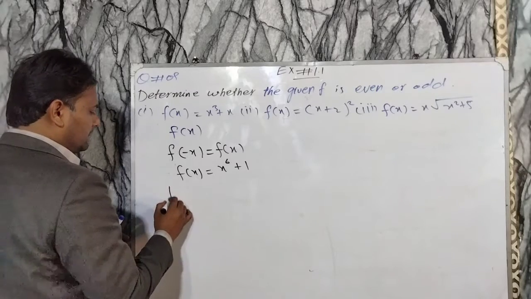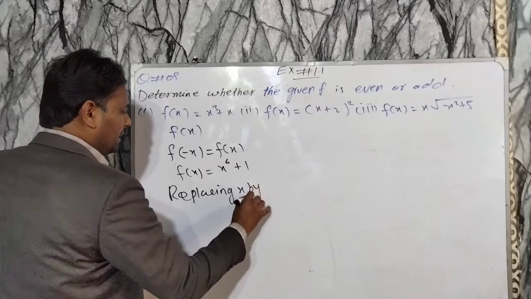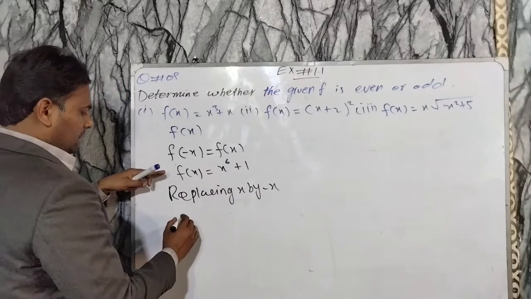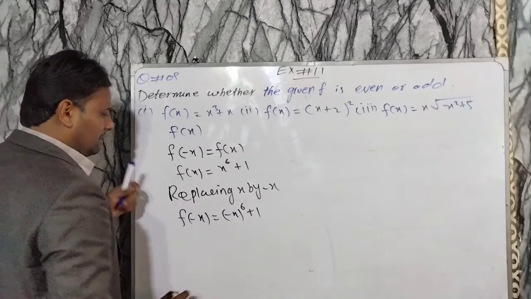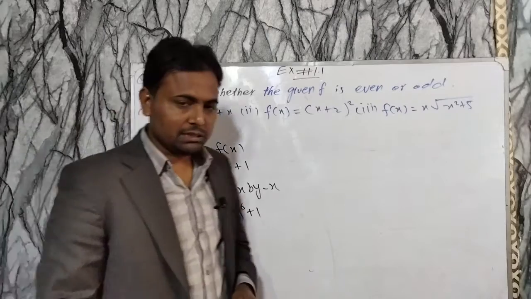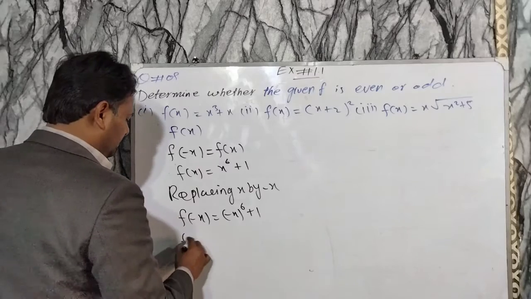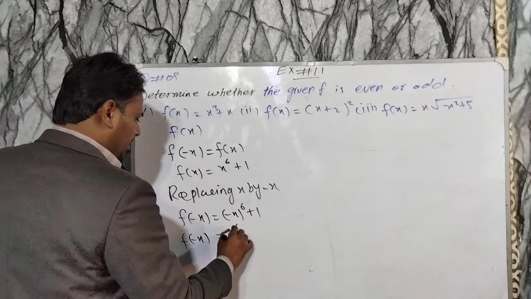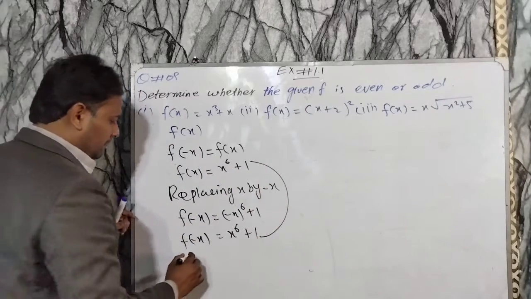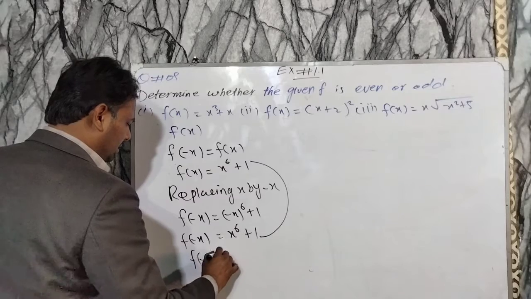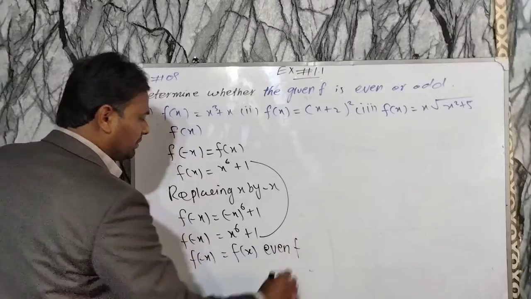Here I write: replacing x by negative x. After replacing x by negative x, we have negative x raised to power 6 plus 1, and we know that if the exponent is an even integer, then the negative sign changes into a positive sign. It will be positive x raised to power 6 plus 1. Now we have the same function. The function is not changed, so in this form the function is said to be an even function.